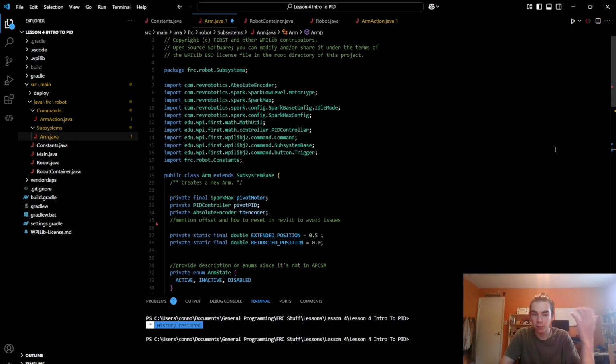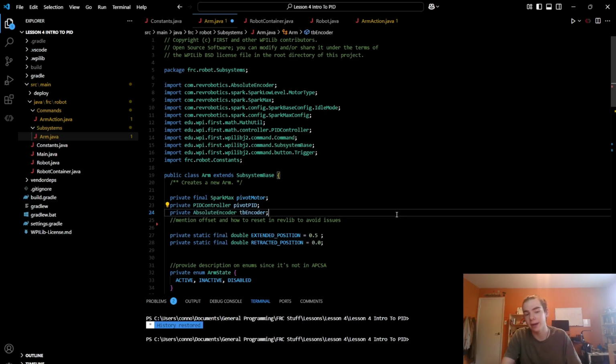And for that, we have a couple things that we're going to use here, right? So let's look at these first things that we create. We have a motor, of course. We're not going to spin anything without a motor, and we're going to call that the pivot motor. We have the PID controller that we'll be using, and we have the encoder.